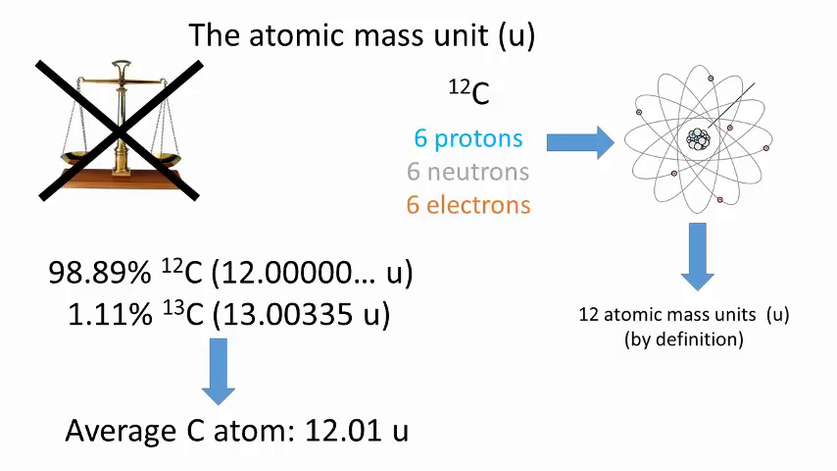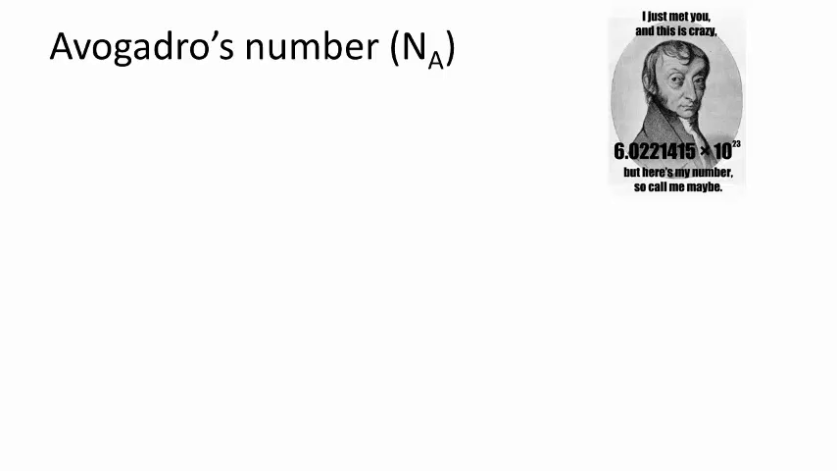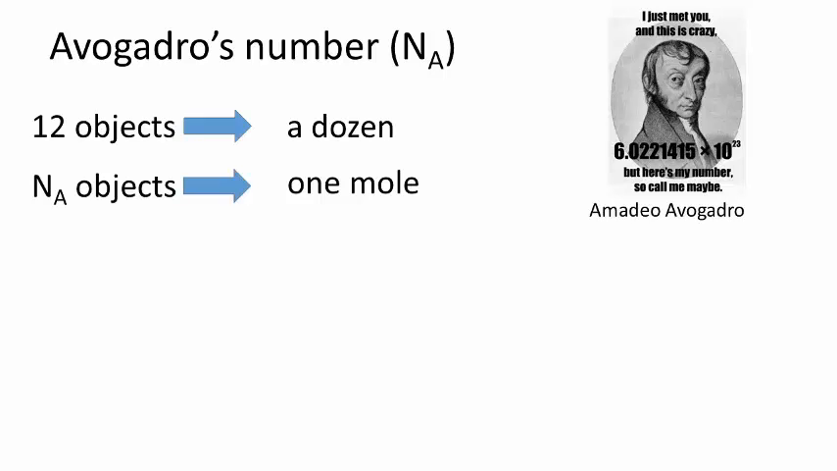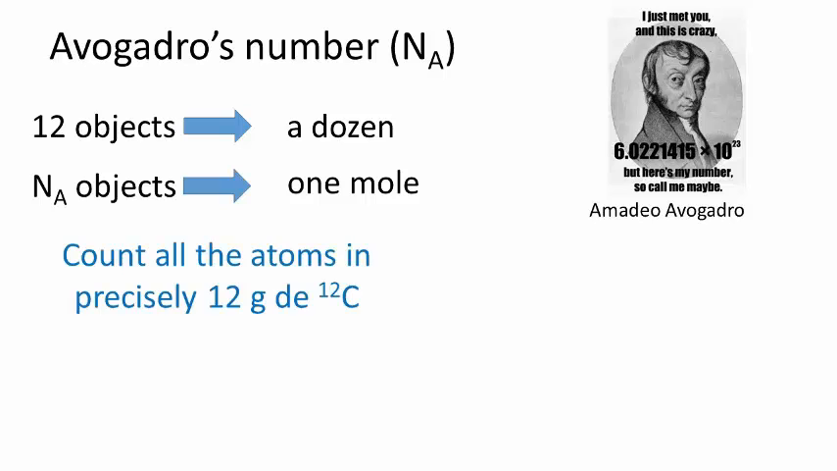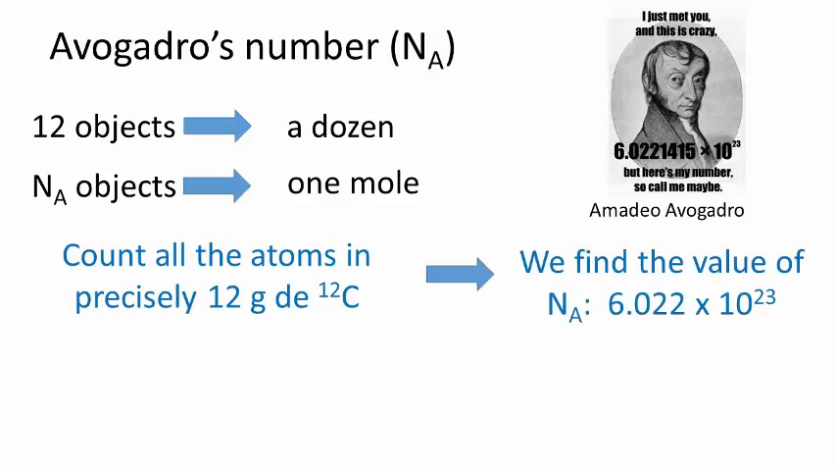The next arbitrary decision is Avogadro's number. Just as 12 objects give a dozen, an Avogadro's number gives a mole. The precise value of Avogadro's number changes with time, but the definition remains the same. Avogadro's number is the number of atoms in precisely 12 grams of pure carbon-12. The current accepted value for Avogadro's number is 6.0221429 times 10 to the 23, but 6.022 times 10 to the 23 will suffice for our purposes.